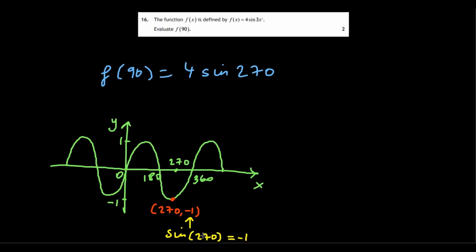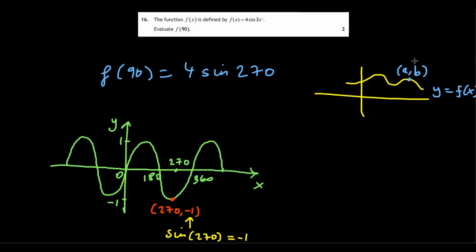And that's just a well-known fact about graphs, by the way. So whenever you've got a graph of a function, and then you've got a point on the graph, so let's just say we've got this point over here, and then let's say the graph is y equals f of x. So it's just a random function. And then let's say the point is AB. Then it would always be the case that B equals f of A.